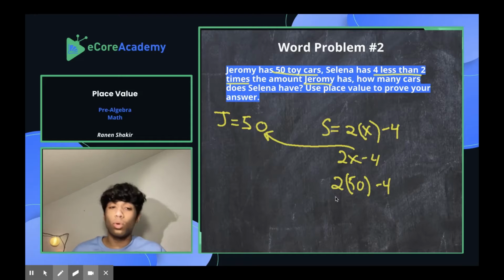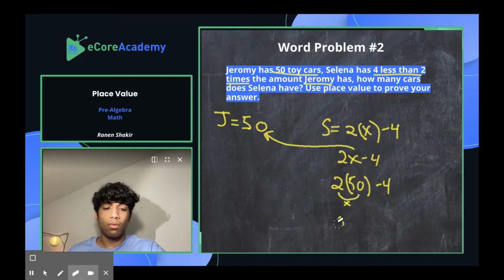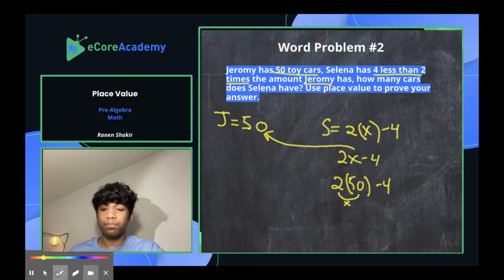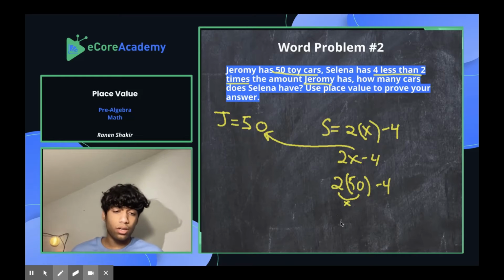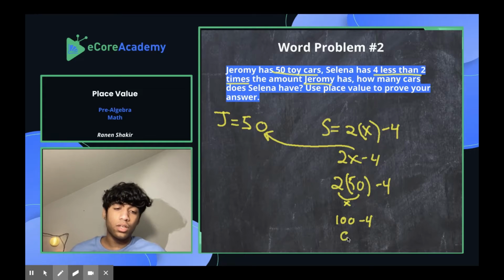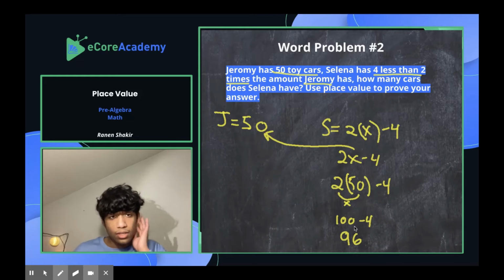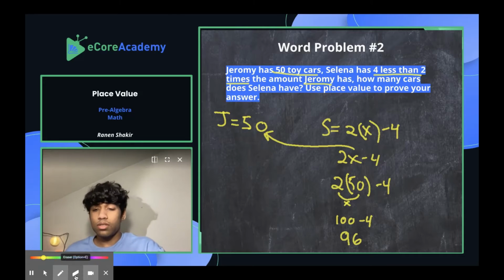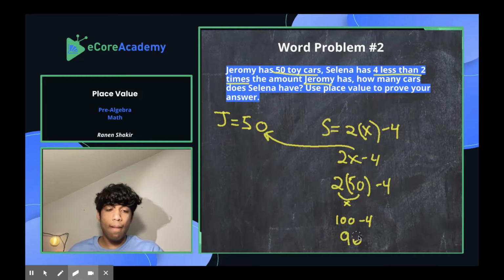So now we use order of operations. From PEMDAS, we know that we have to multiply first. So when we multiply, we're going to get 100, 100 minus 4. And then the final step is subtract. And that is how we get the 96 that Selena has. So this is how you should have gotten the answer.